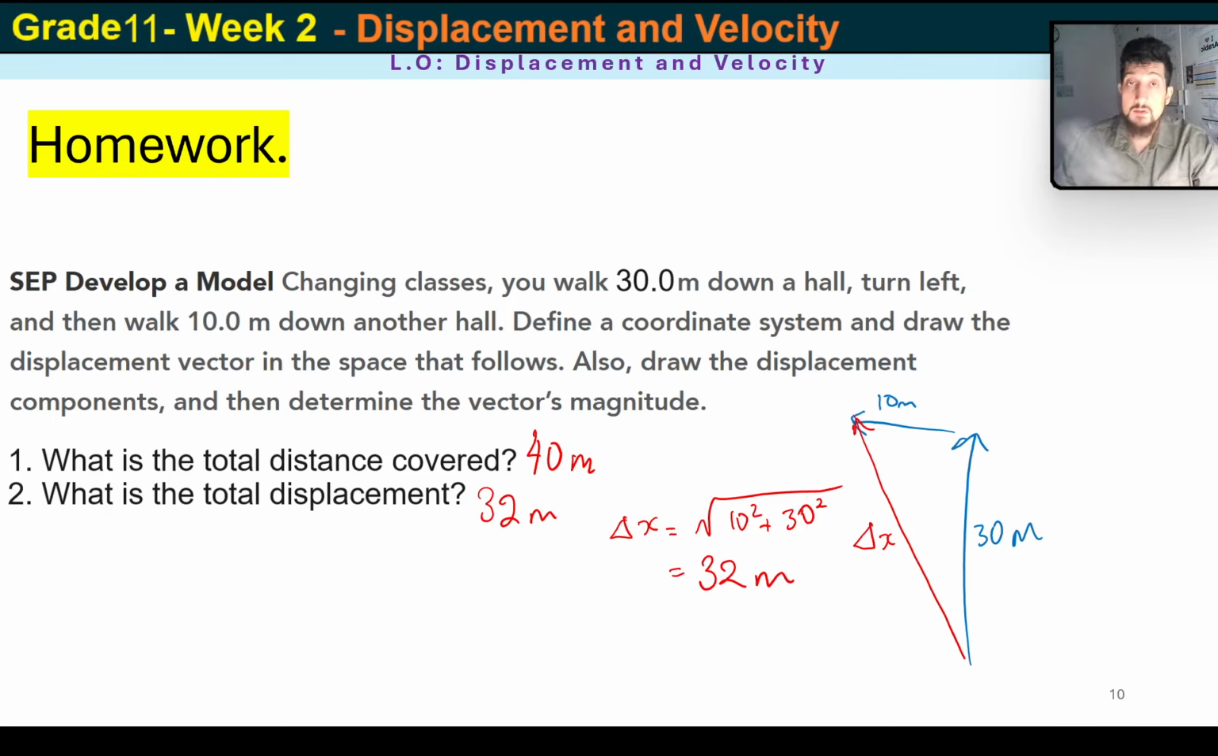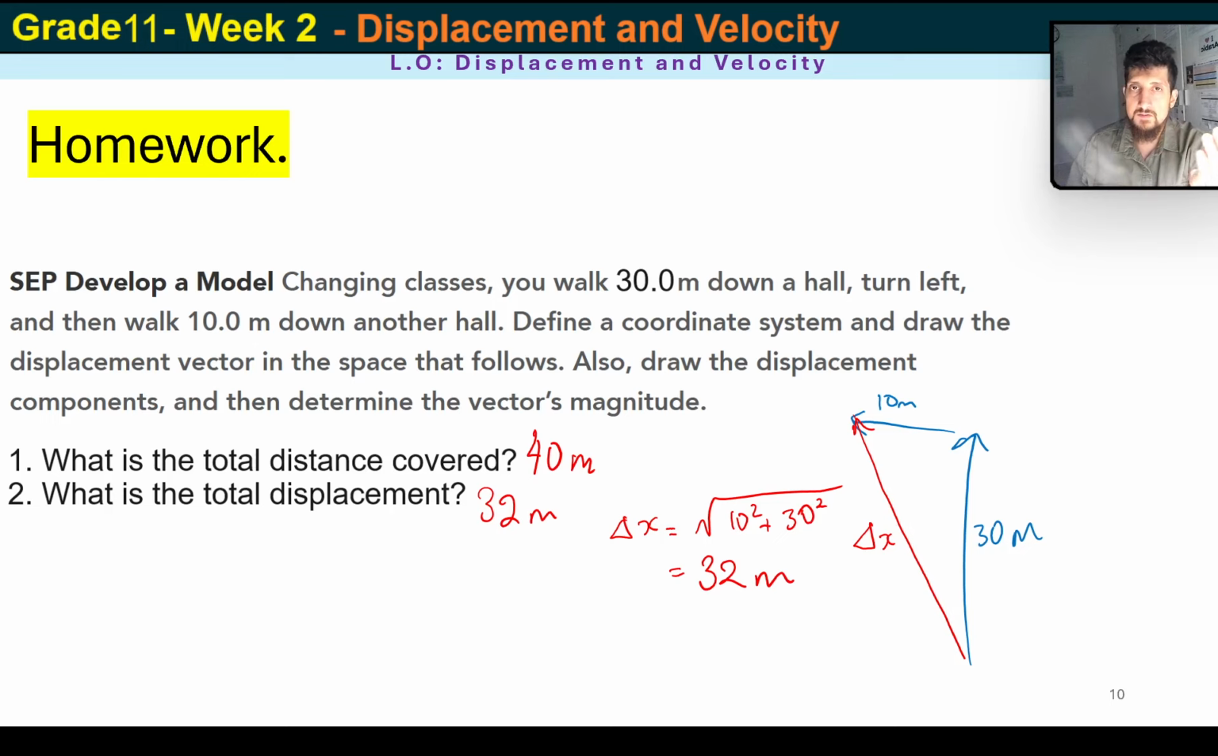Now I'm going to ask a question at this stage, and I want you to think about it. When is displacement equal to distance? Think about it for a while. When is displacement equal to distance? There are two scenarios where displacement is equal to distance. The first one is if the person is stationary or if the car is stationary. So if the person isn't moving, if they're at 0 and they're not moving, then displacement is equal to distance because they haven't gone anywhere.